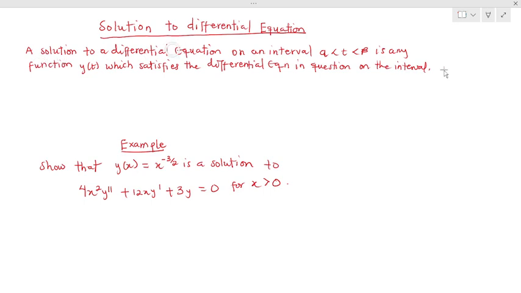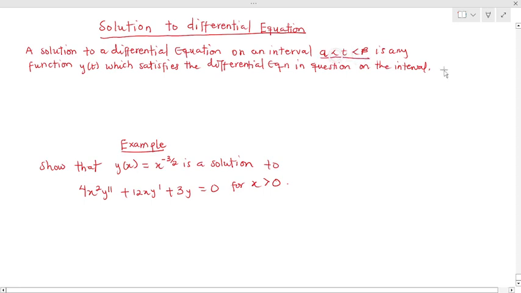A solution to a differential equation on an interval alpha less than t less than beta is any function y of t which satisfies the differential equation in question on the interval. So in this lesson, I'm going to show you how you can verify if a function given is a solution to a differential equation.